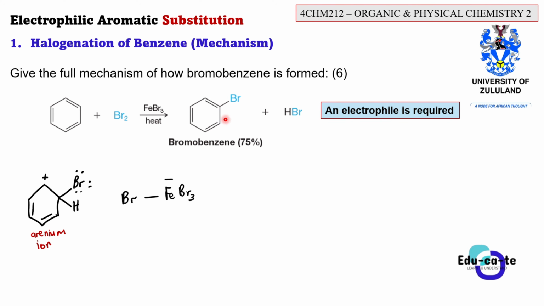It must still be aromatic. But we see that this bromine has a lone pair of electrons, so it has an extra lone pair. So what will it do? It will use this lone pair to abstract a proton. This bromine can use this lone pair to abstract a proton.